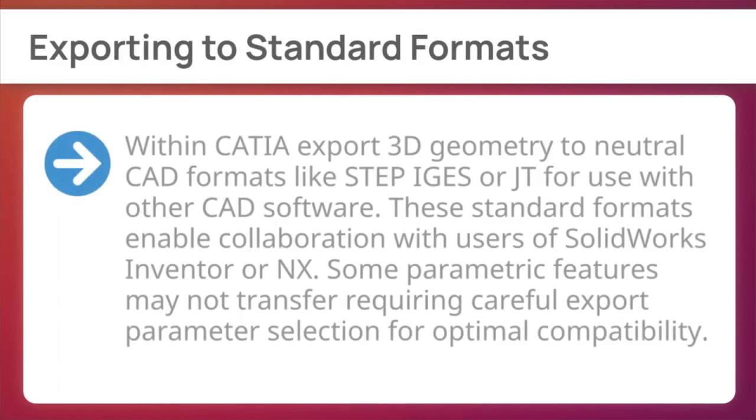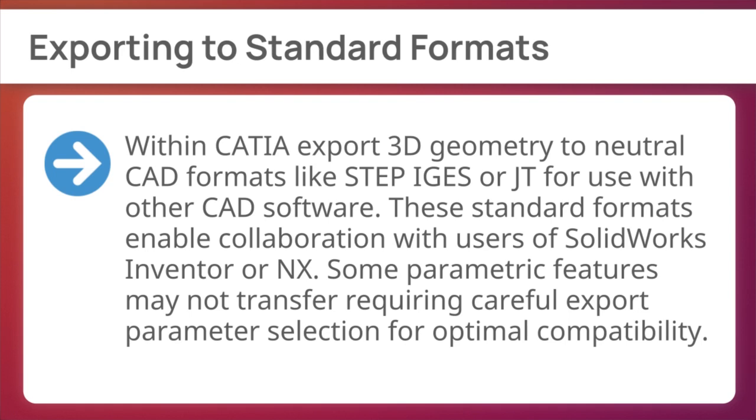Finally, exporting to standard formats. Within CATIA, export 3D geometry to neutral CAD formats, like STEP, IGES, or JT for use with other CAD software. These standard formats enable collaboration with users of SOLIDWORKS, Inventor, or NX. Some parametric features may not transfer, requiring careful export parameter selection for optimal compatibility.